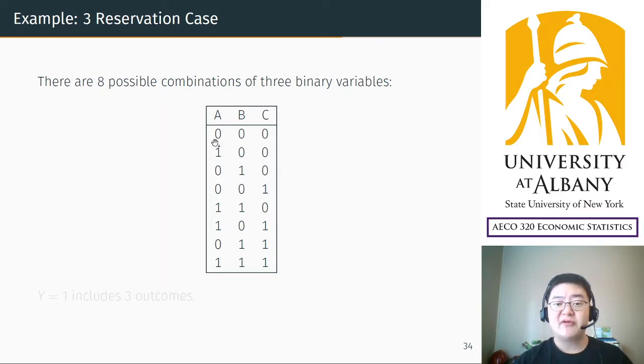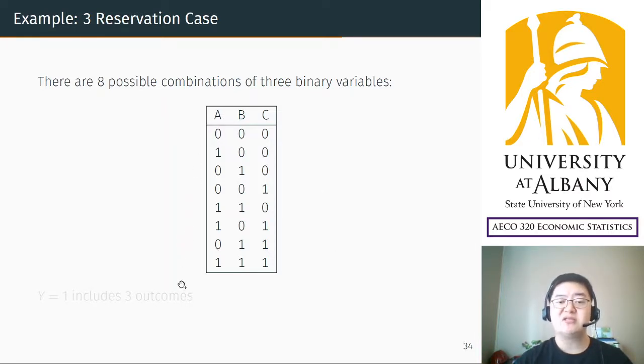So for example, the first line means no reservation is cancelled. And second, A is cancelled but B and C are not. And A is not cancelled, B is cancelled, C is not. And only C is cancelled. Then A and B are cancelled, A and C are cancelled, B and C are cancelled. All reservations are cancelled. So there are 8 different combinations of the three binary variables.